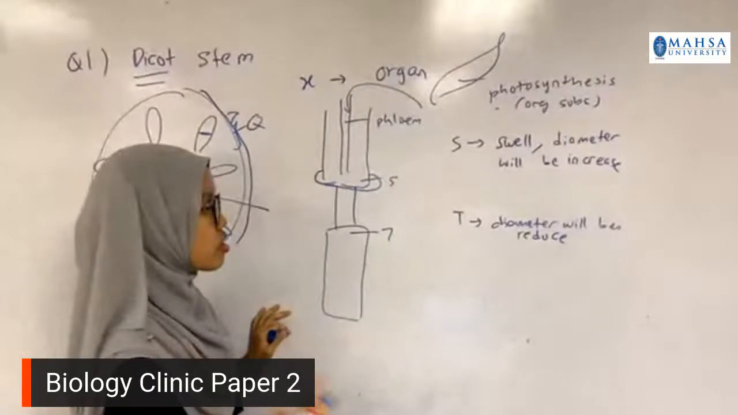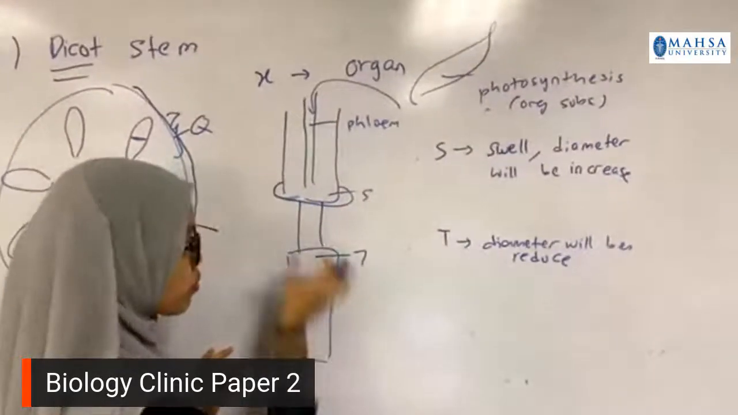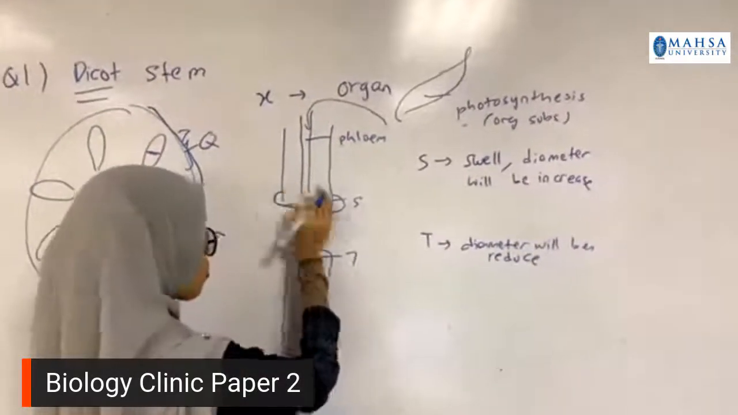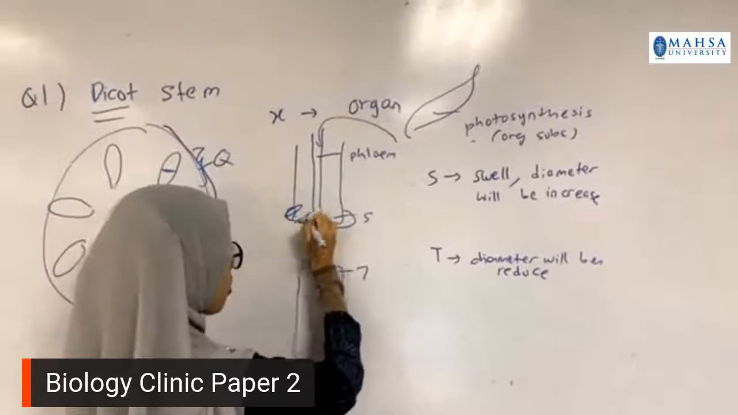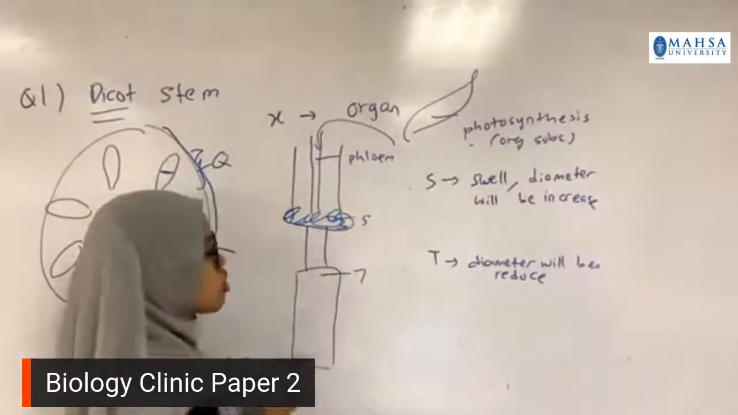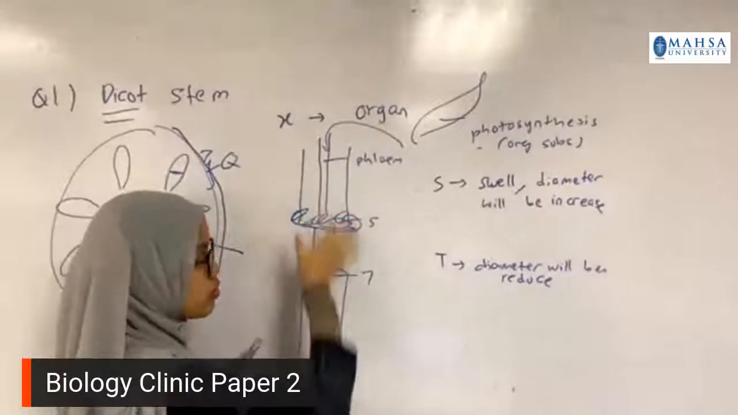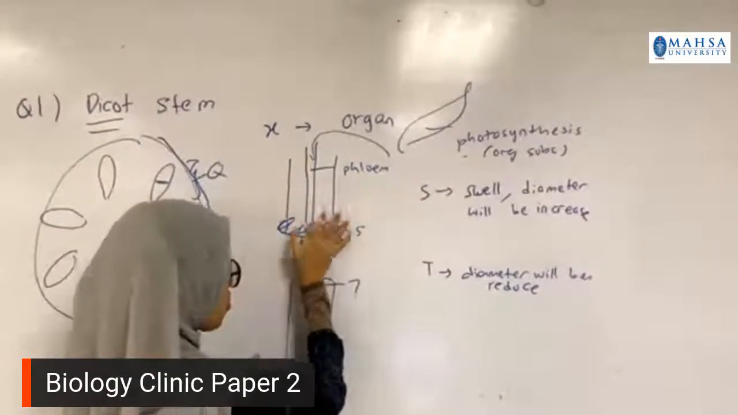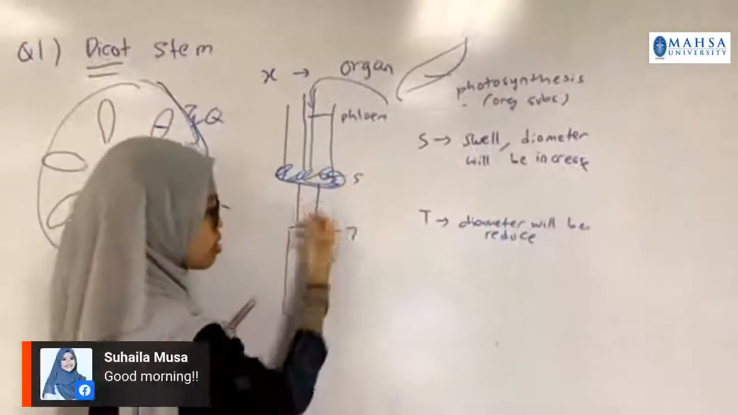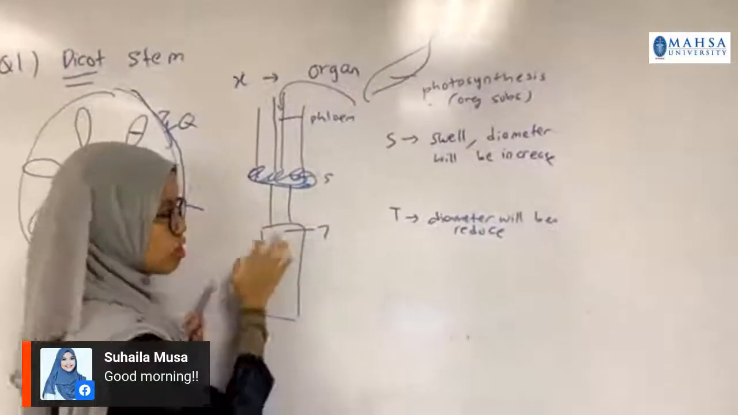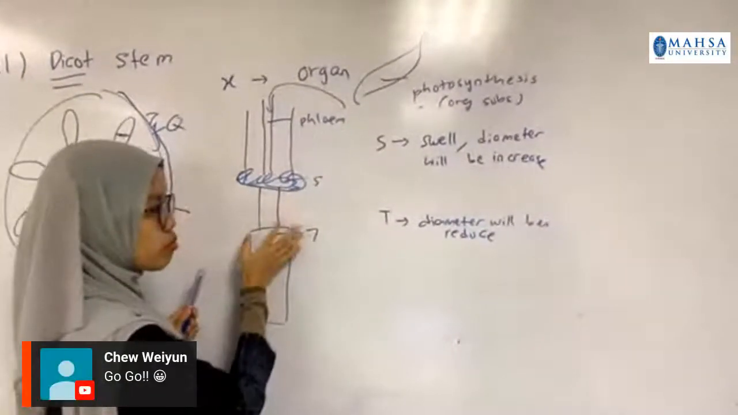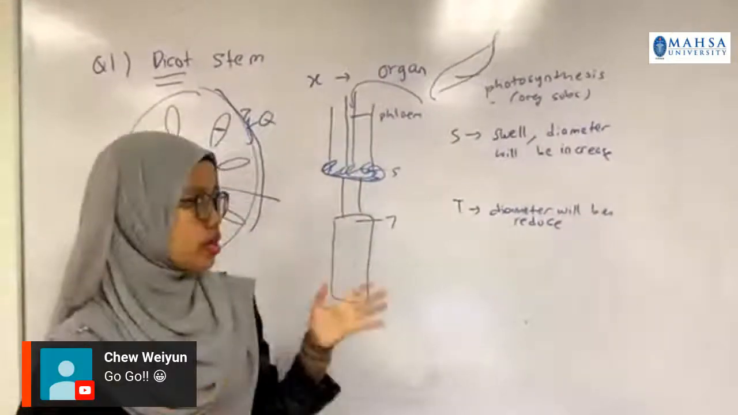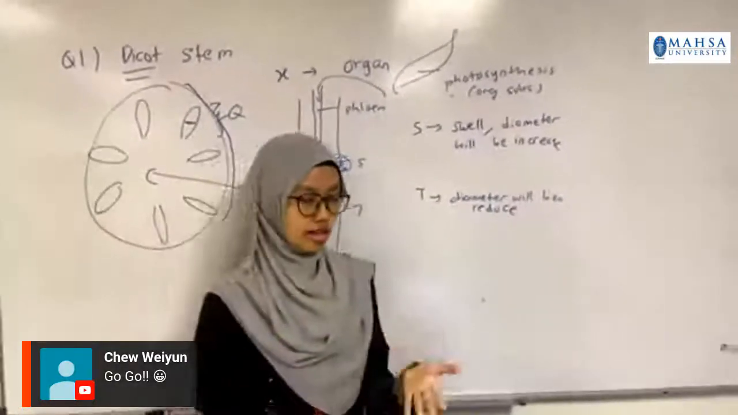So when the ring of bark has been removed, the sucrose, which is the organic substance, will accumulate over here. It will disrupt the movement of the organic substance downwards. So this part will swell and the diameter will be increased. However, for this part, since there is no organic substance, the diameter will be reduced. So this is the overall explanation that you can write in your answer sheets.